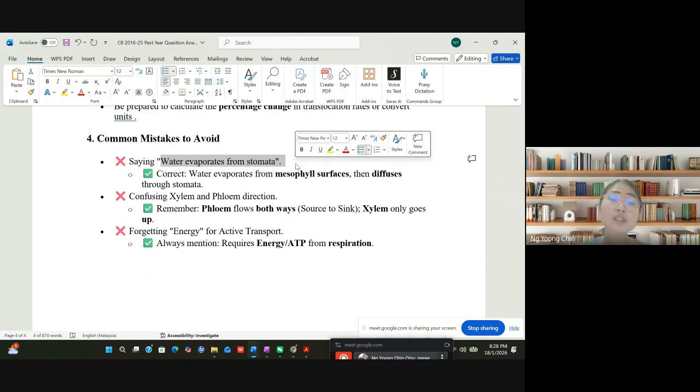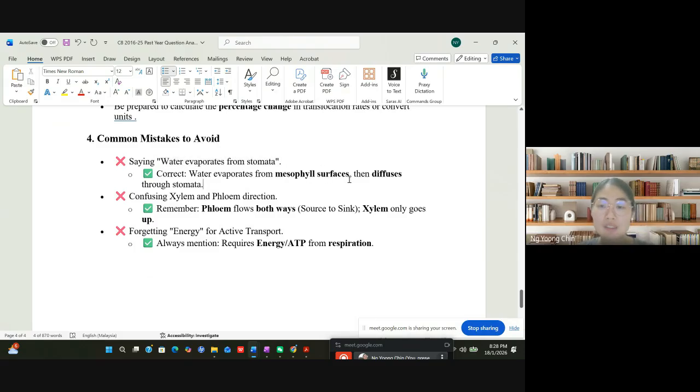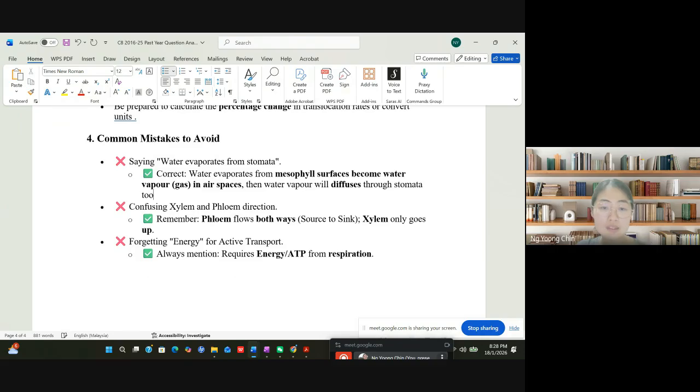Diffusion, okay, is by diffusion. Maybe I can add something. When the water evaporates from the mesophyll surface, after they undergo evaporation, they will become water vapor. Water vapor is a gas, it's in gas form. So later, inside the airspace, the water vapor will diffuse through the stomata to the outside.